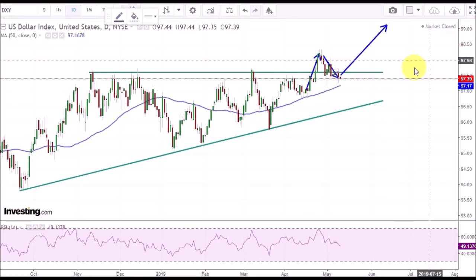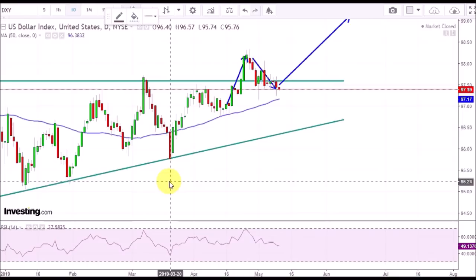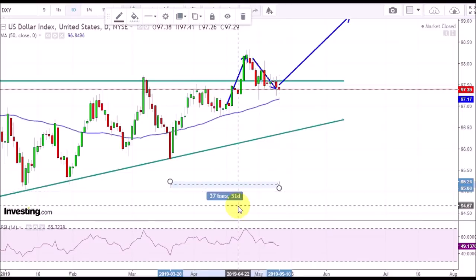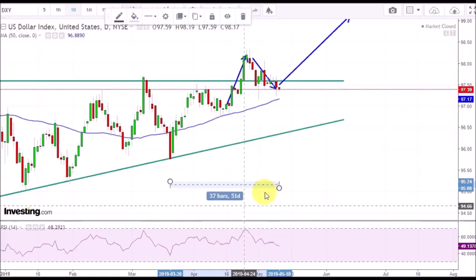Looking at dollar cycles, let's look at shorter term daily cycles, which the current one started on the 20th of March. So far, it's been going on for about 51 days. Usually these cycles last for a month and a half, 2 months, possibly sometimes 3 months. So this is just within the time frame for some sort of a cycle low.